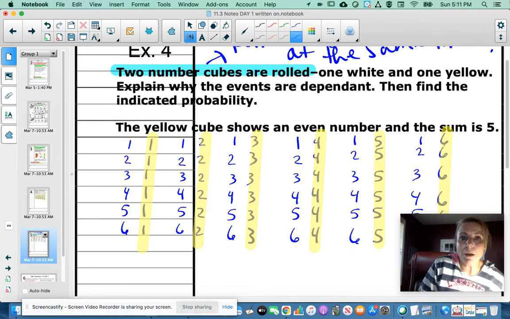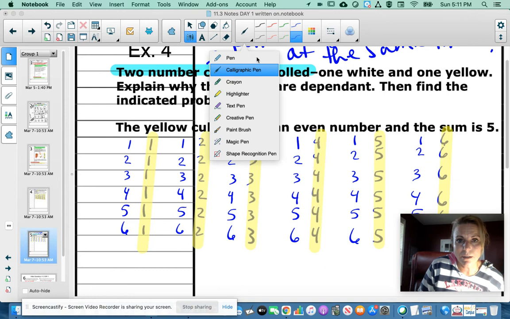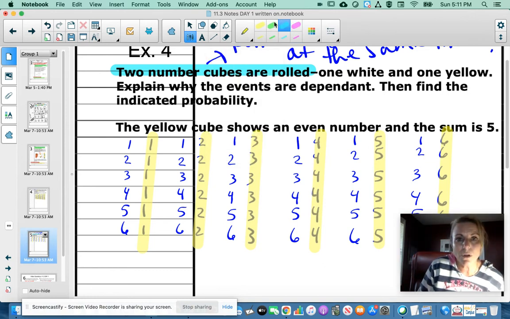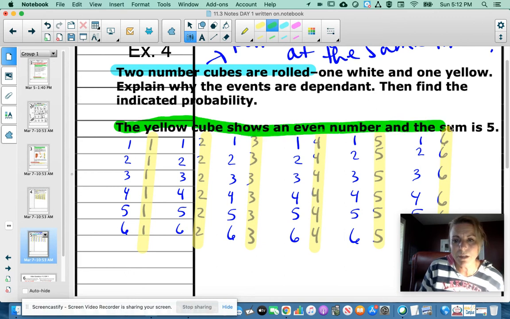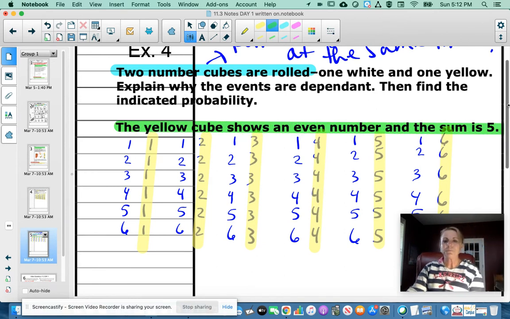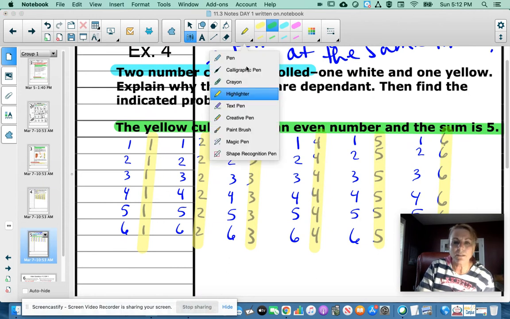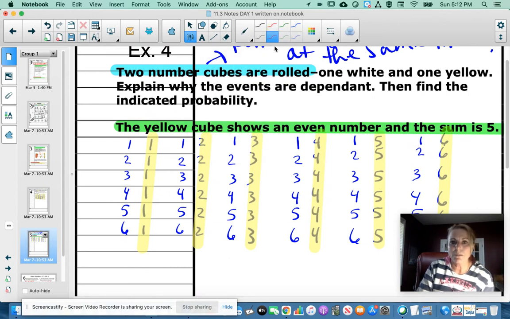And the indicated probability is right here. I can't find my pen. Go to my highlighter, and we'll call it green. The probability that the yellow cube shows an even number, and the sum is 5. Whenever 2 number cubes are rolled, you're going to want to create this table. It's not hard to create. Takes a little bit of time, but trust me, it's going to be helpful. Look how easy it is to create.